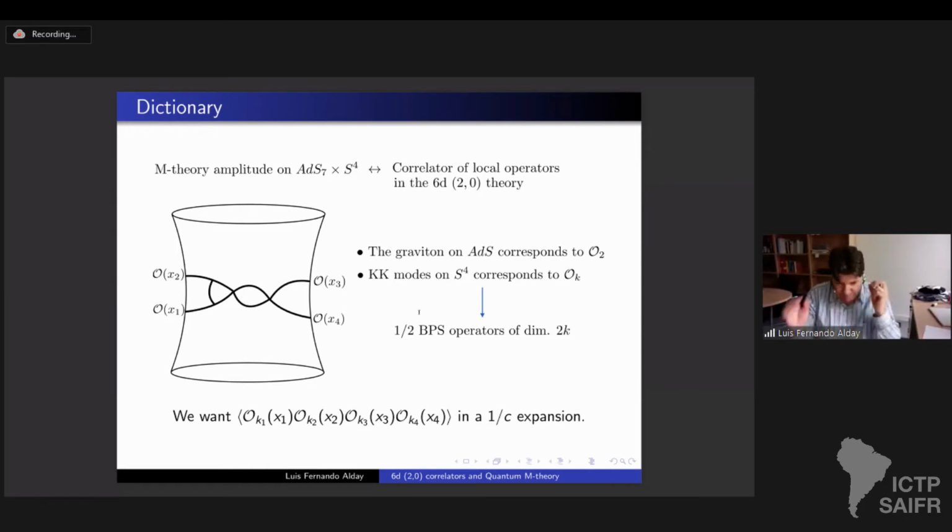So ideally, what we want to compute is the correlator of O_k1, O_k2, O_k3, O_k4 in a 1/C expansion. Now, maybe for the younger audience, something that makes this computation a bit hard is that this 6D (2,0) theory is not a Lagrangian theory. So you don't have a Lagrangian. In particular, you don't have techniques like localization or integrability. And also all this wealth of perturbative data at weak coupling that we have for N=4, we don't have for this theory. So somehow we need to bypass the use of any Lagrangian because we don't have one.